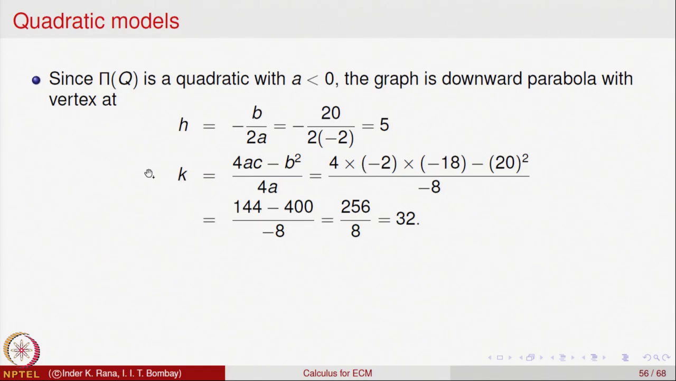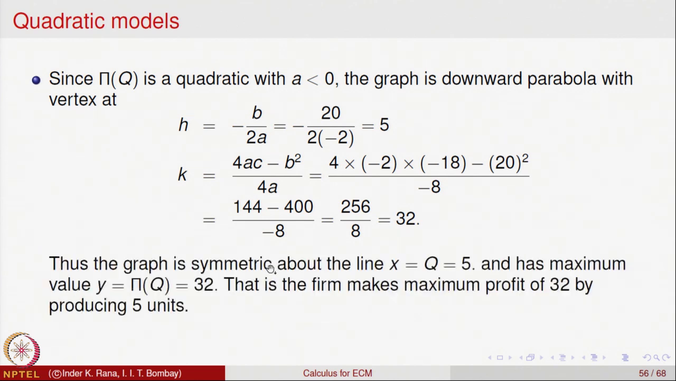And what does the vertex indicate? That indicates that for the value H equal to 5, K will be equal to 32. So, 32 is the maximum value that the profit can take. So, for Q equal to H equal to 5, the profit is 32. So, when 5 units are being produced, the maximum profit will be earned, and that is equal to 32.